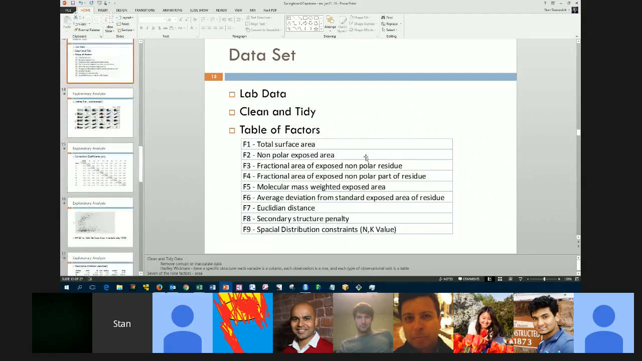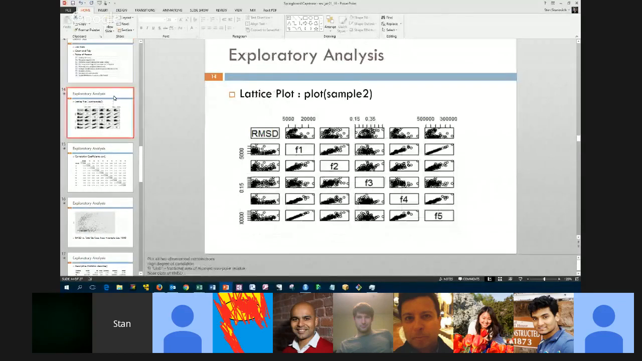What do we have here? Well, we have total surface area, nonpolar exposed area, fractional area of exposed nonpolar residue, et cetera. You can see in about half or maybe a little bit more of these, we're talking about a surface area and a nonpolar residue. So I wonder if they could be different measurements of the same thing. So let's start the exploratory analysis.